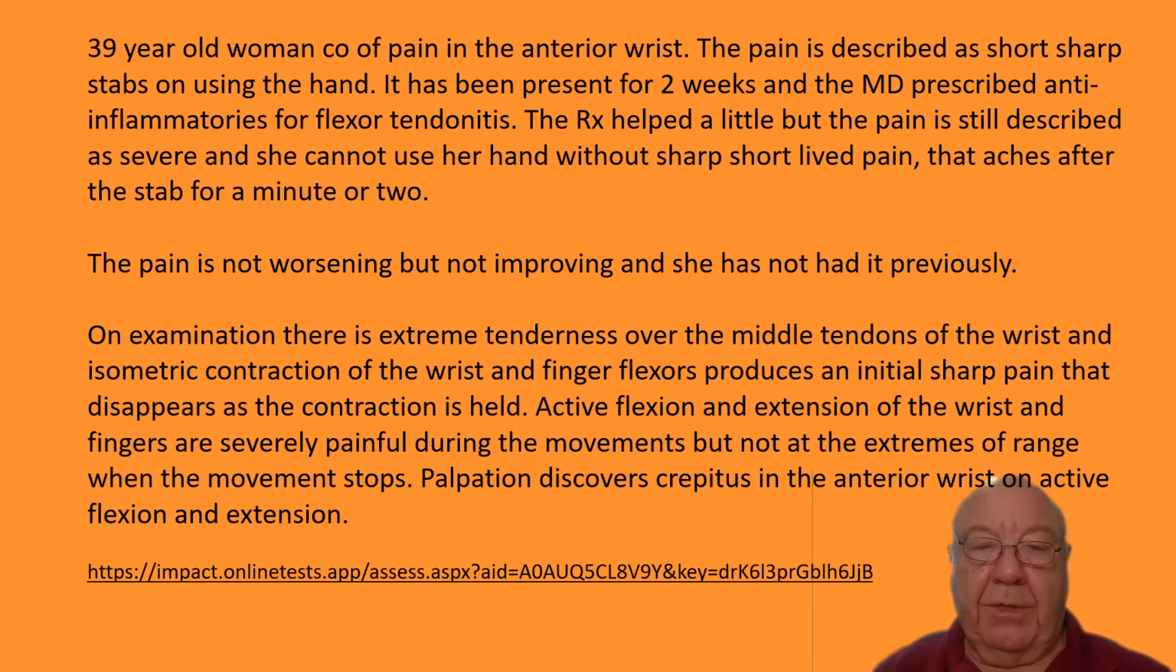Okay, this is your patient, 38-year-old woman complaining of pain over the anterior wrist. She describes it as a short, sharp stab on using the hand. It's been present for about 2 weeks, and she was treated with anti-inflammatories and with a diagnosis of flexor tendinitis. The treatment helped a little bit, but the pain is still described as severe, and she cannot use her hand without sharp, short-lived pain that aches after the stab for a minute or 2.